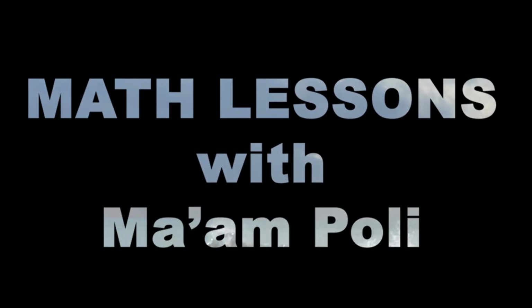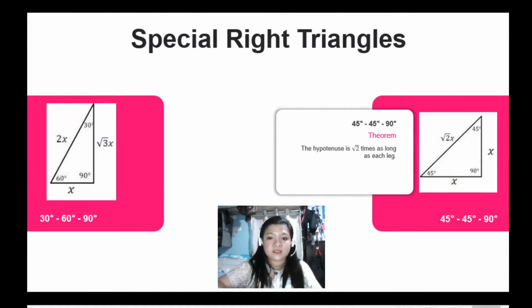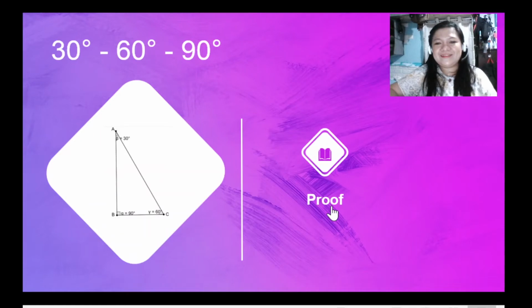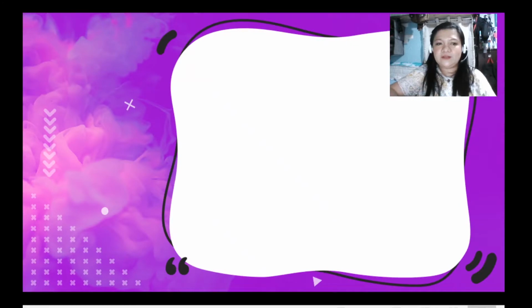From the previous video, we learned about the isosceles special right triangle. Now, we are going to learn about the 30 degree, 60 degree, 90 degree special right triangle. So, let us try to get the length of the sides of this special right triangle using the Pythagorean theorem.